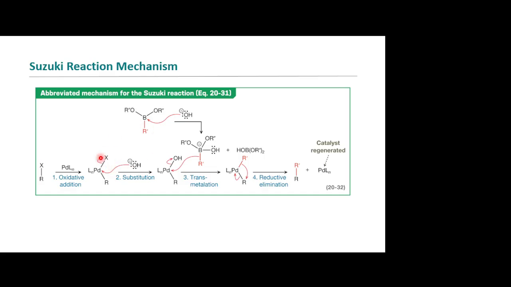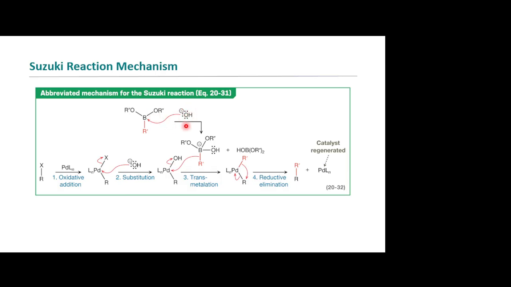Okay. So the next thing that's going to happen is your base, your OH minus, is going to do a substitution. And so that's then going to attack the palladium here. And your leaving group is going to leave. The next thing that's going to happen is you have to generate this boro portion to do the transmetallation. Again, because you have the OH in here, it's the exact same reaction conditions, so you can kind of add this whenever you want.